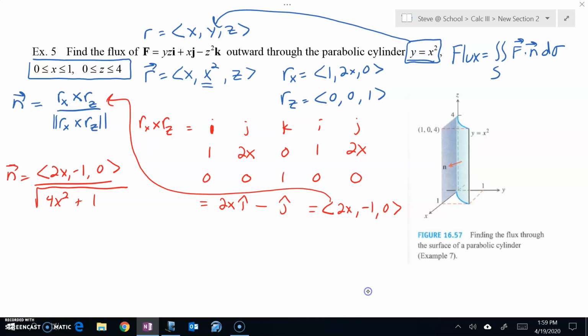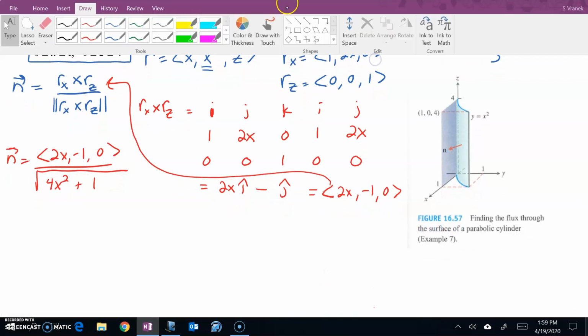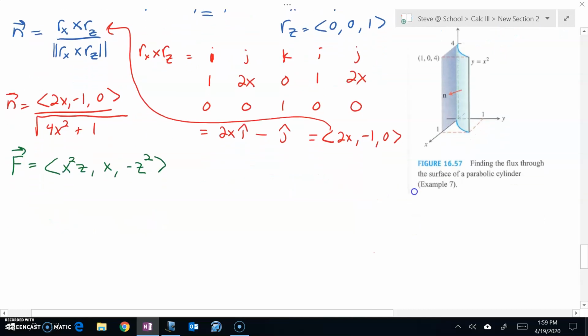We now need to get f in terms of only x and z. So if we look up here, f is now in terms of all three letters, so we have to put an x squared here. Okay? So what happens is we get f is equal to, instead of y, it's x squared, z, x, negative z squared. So now f is in terms of the variables we want.